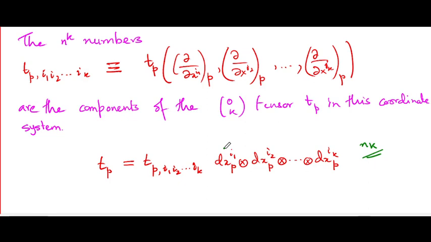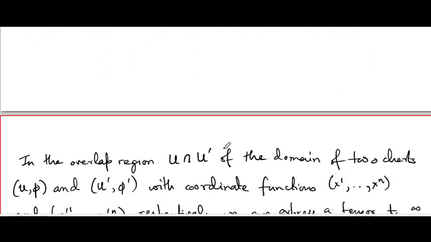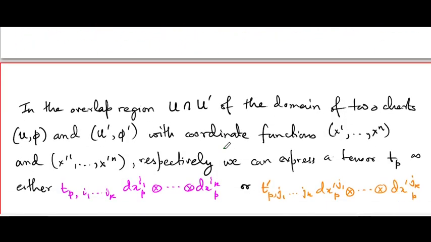Now, we were talking about coordinate transformations. And that is, of course, relevant only if you have two different coordinate systems to talk about. So you can talk about this only in the overlap region U intersection U prime of the domains of two coordinate charts (U, phi) and (U prime, phi prime). Let's say the coordinate functions corresponding to (U, phi) are x1, x2 up to xn, and the coordinate functions corresponding to (U prime, phi prime) are x prime 1 up to x prime n.